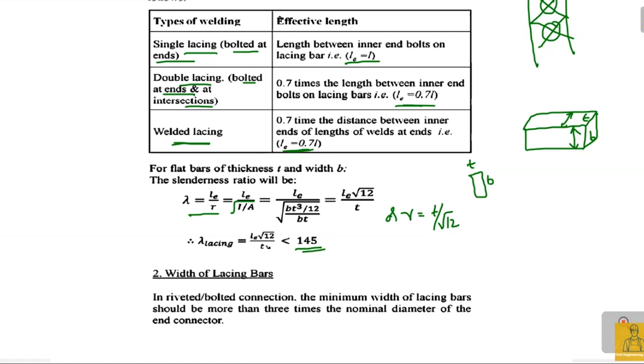What happens if the slenderness ratio is greater than 145? It is going to fail. The lacing bars can buckle and fail. We do not want that happening. So you have to check the slenderness ratio in this case.